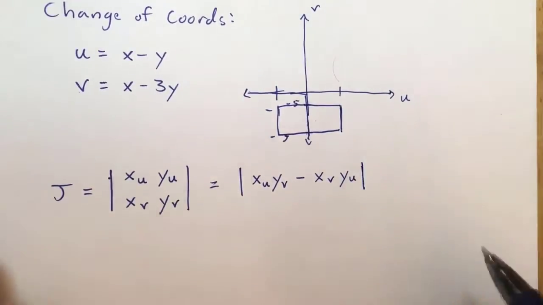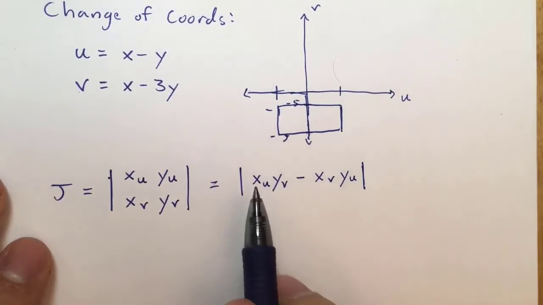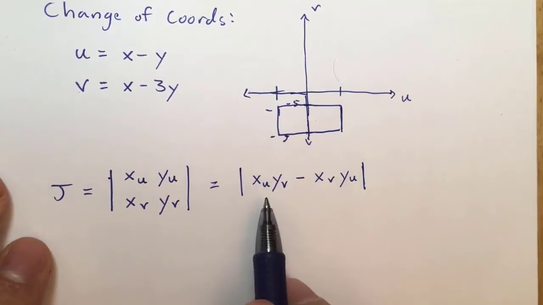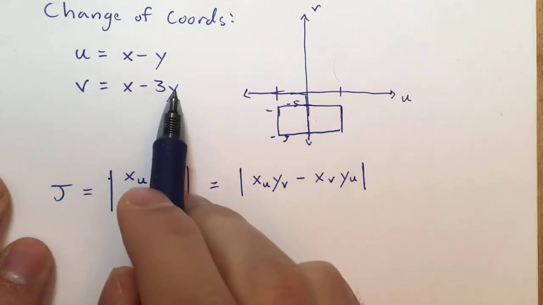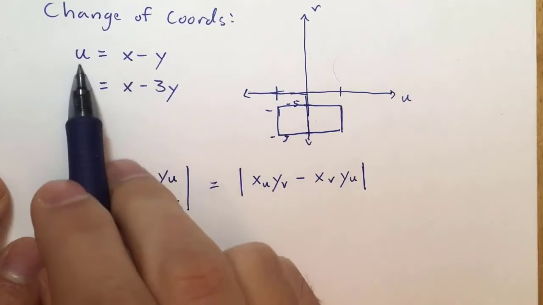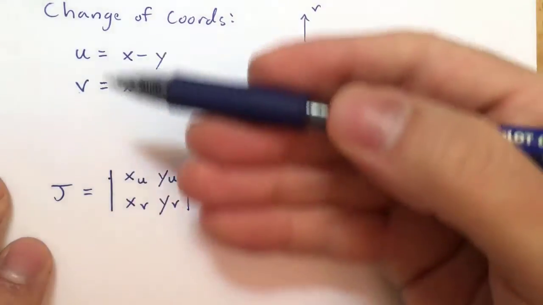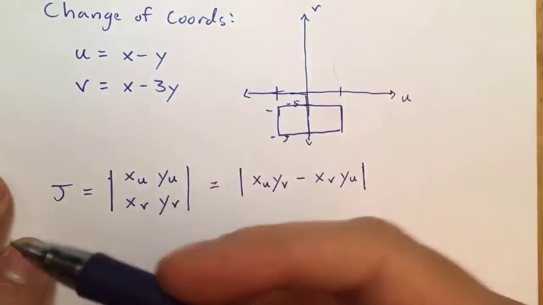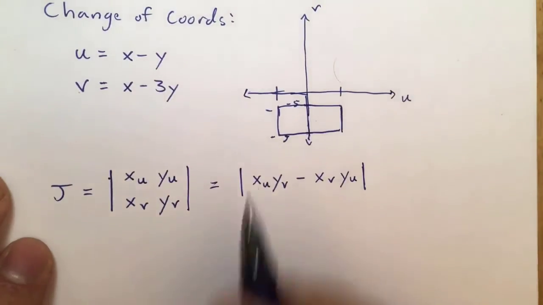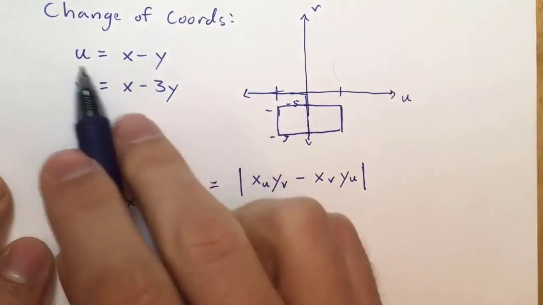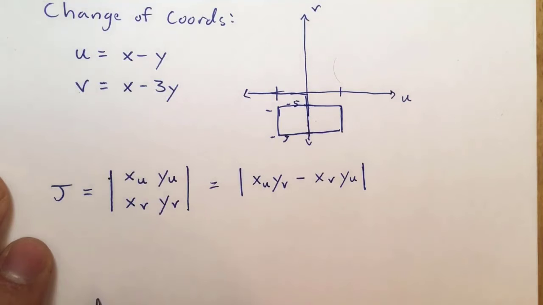Okay, that's what we have to do. So what we're doing here is we're thinking of x and y as functions of u and v. Well, we have them the other way around up here. We have u and v as functions of x and y. So can we invert this relationship? You absolutely can. This is a system of equations. You can solve it for x and y in terms of u and v.